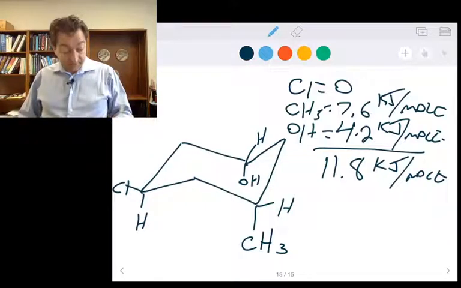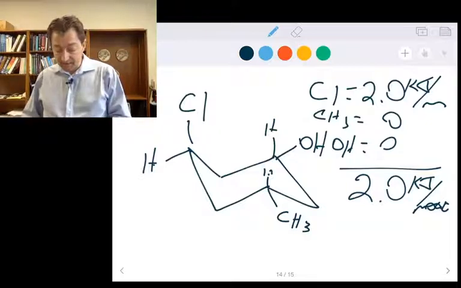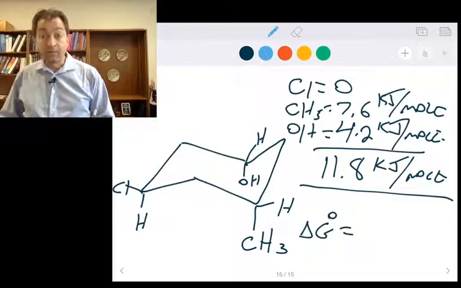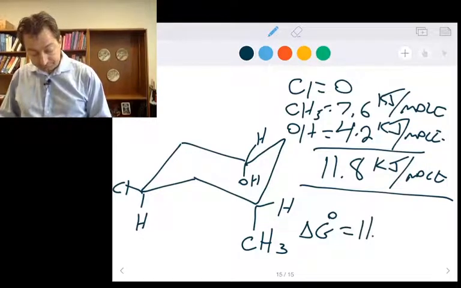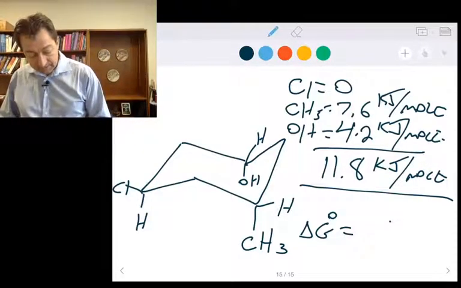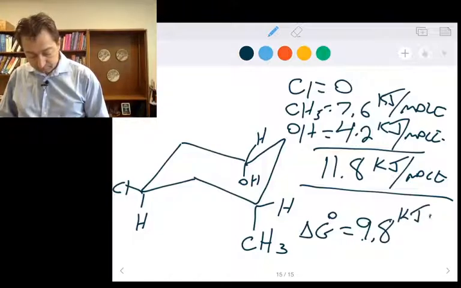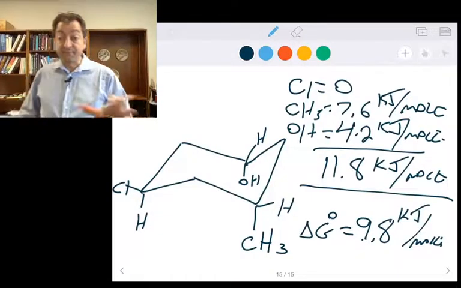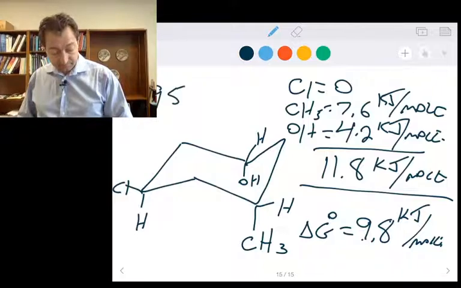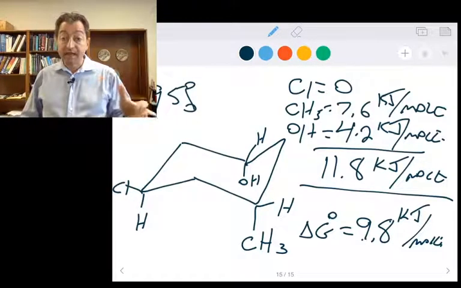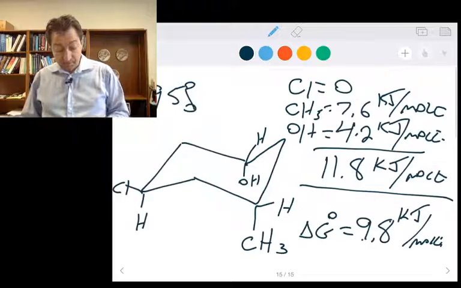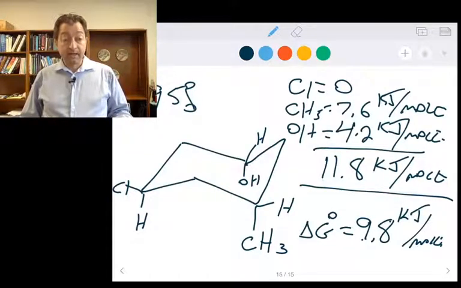But the number that's the really critical one is the difference between this interaction here and this interaction here. So the overall delta G here would be predicted to be 9.8 kilojoules per mole, 11.8 minus 2. That's the difference between those chair conformations. And so at equilibrium, that's about a 95% bias towards the more stable chair conformation, which is the one that's only got the chlorine substituent axial, as opposed to the one that's got the OH and the methyl group axial.